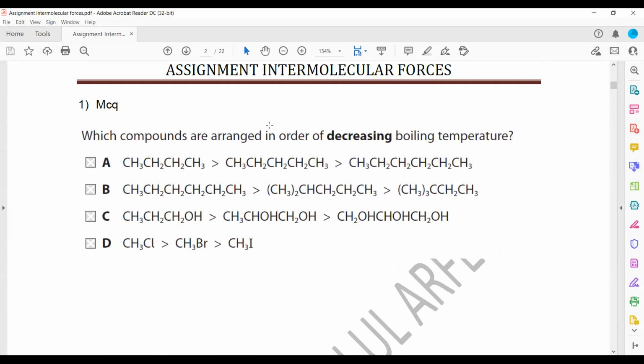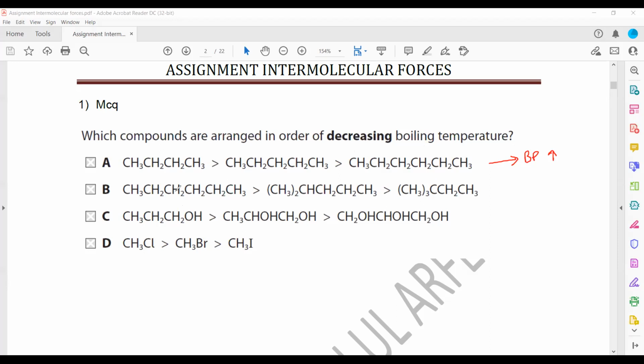Which compounds are arranged in order of decreasing boiling point? So the boiling point should decrease. As we know, straight chain hydrocarbons will have a high boiling point compared to branched ones. So when we check the options, first we have 4 carbon atoms, then 5, then 6. As the number of carbon atoms increases, the boiling point will increase.